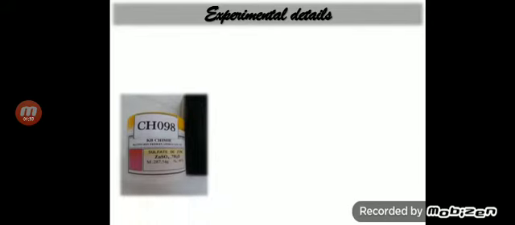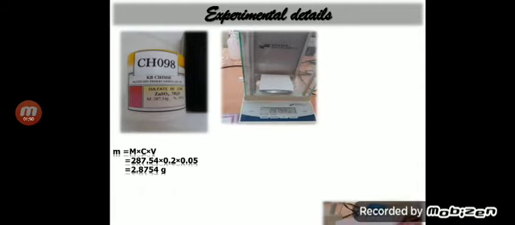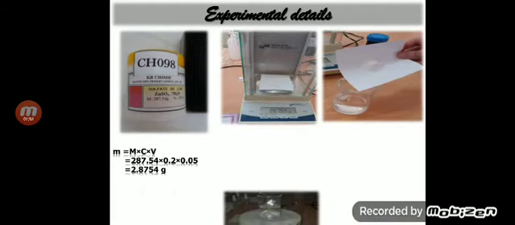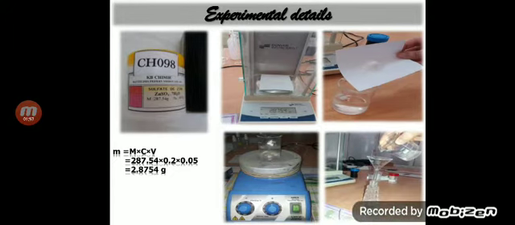Experimental details. The glass substrates were cleaned with acetone, methanol, and distilled water. The supply solution was prepared from zinc sulfate, ZnSO4, as a precursor with molar concentration 0.2 molarity dissolved in 50 ml of double distilled water with magnetic stirring for 25 minutes to obtain a clear and homogeneous solution.